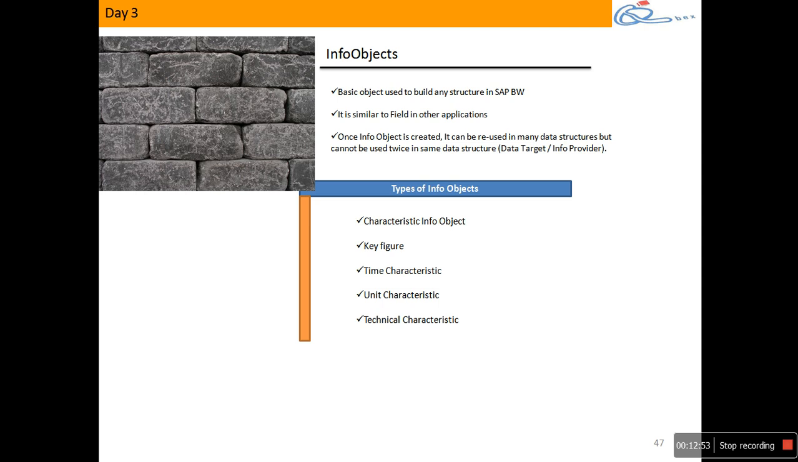Let's say I want to create a queue with 10 columns in it. So create 10 info objects, group those 10 info objects, create a queue. Let's say I want to create an ODS with say 20 columns. Say create 20 info objects, group those 20 info objects, create ODS.